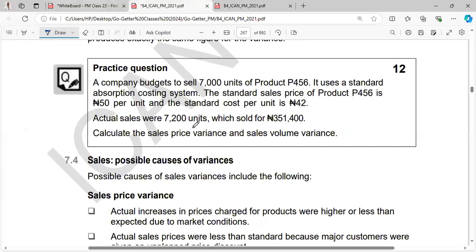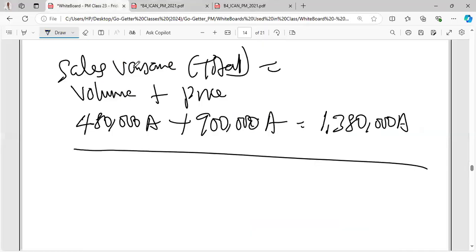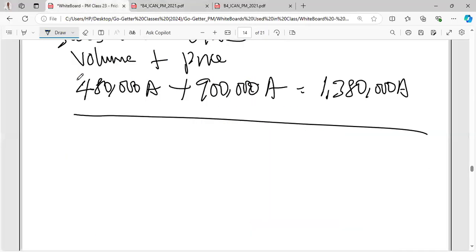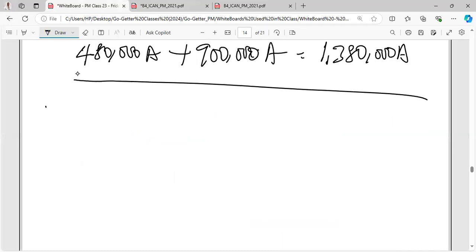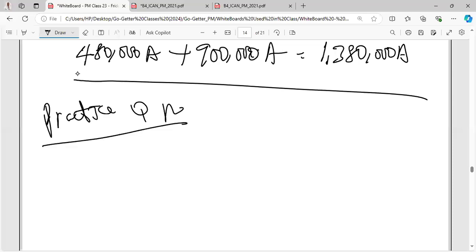Now let's look at this other one here. A company budgets to sell 7,000 units of a product. It uses a standard absorption costing system. Standard price is 50 naira per unit. Standard cost is 42. Actual sales were 7,200, which were sold for this. Calculate the sales price variance and sales volume variance. So what we'll do here is practice question 12.